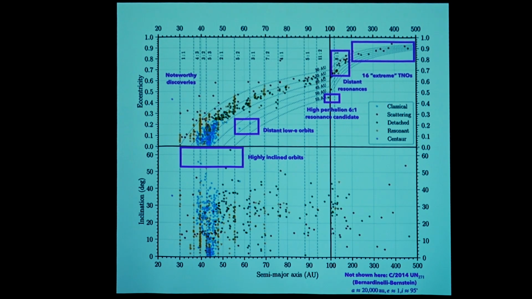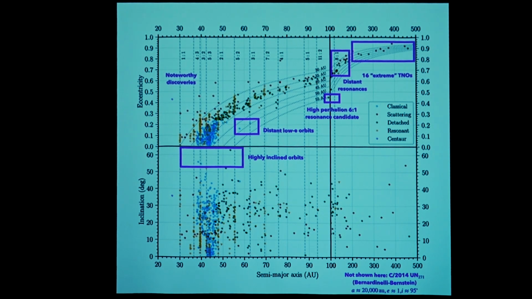So let me tell you very quickly about some of the interesting objects that we found in our data set. We have objects in very distant, low eccentricity orbits. We have things all the way down, just the resonances. We have 16 extreme TNOs.